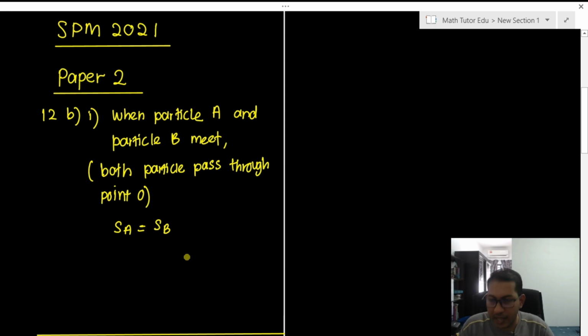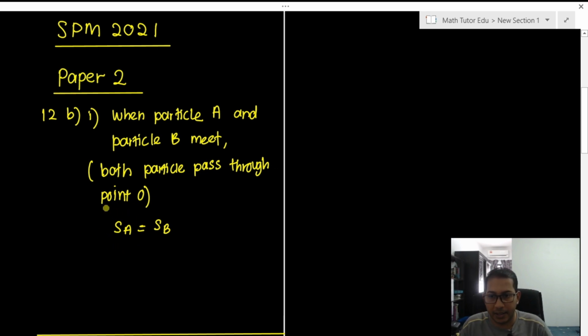Okay, now we have a problem. The question only gave us the velocity of particle A and the velocity of particle B. So how are we going to find the displacement? Don't worry, guys, it's actually very simple. The only thing you need to do is integrate the velocity equation. Once you integrate the velocity equation, you can get the displacement. Quite straightforward.